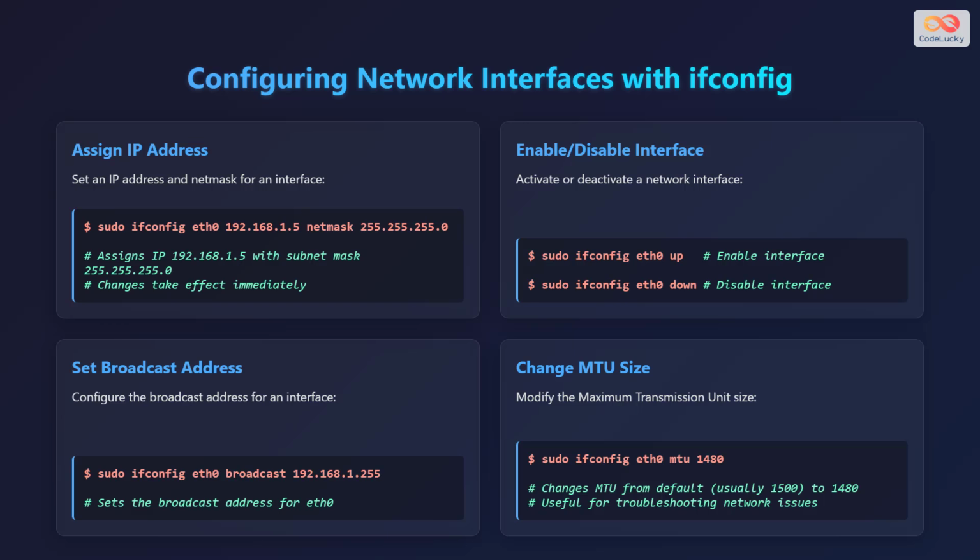192.168.255. To change the MTU size, use the command sudo ifconfig eth0 mtu followed by the desired MTU value. For example, you can change the MTU from the default, usually 1500, to 1480. This can be useful for troubleshooting network issues.